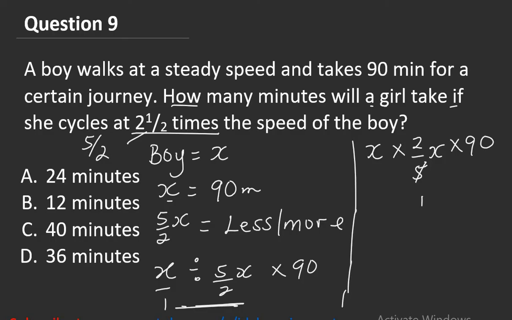Here, x is meant to cancel x. So I'm meant to eliminate the x there. 5 into 9, 1 remainder 4. Into 40 is 8, that's 18. So 2 times 18 will give me 36 minutes. And that is the answer.